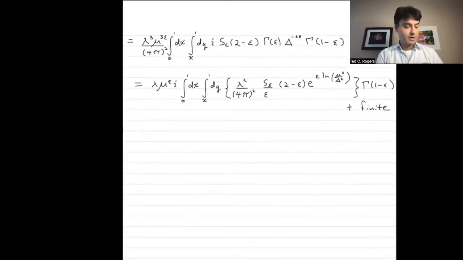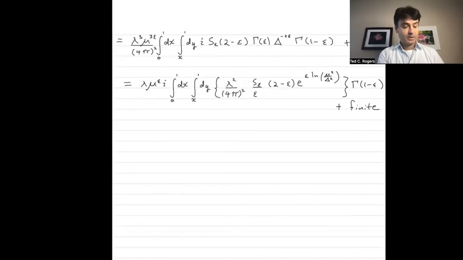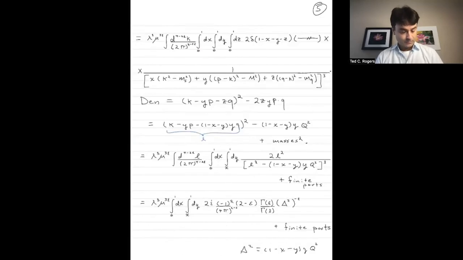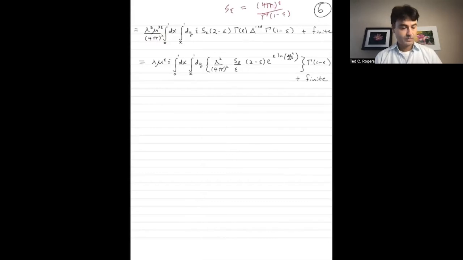So what I've done up here at the top is identify the factor of S sub epsilon, because remember, if I'm doing MS bar, I wanted to remove S sub epsilon over epsilon poles. Remember what that was. S sub epsilon is equal to 4 pi to the epsilon over gamma of 1 minus epsilon. So the 4 pi to the epsilon that was originally associated with this 4 pi is right down here on the previous page. So I've just taken out that 4 pi to the minus epsilon, put it in the numerator, and that becomes the 4 pi to the epsilon that we have here.